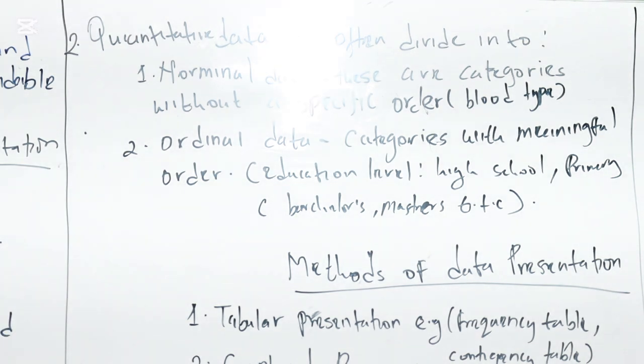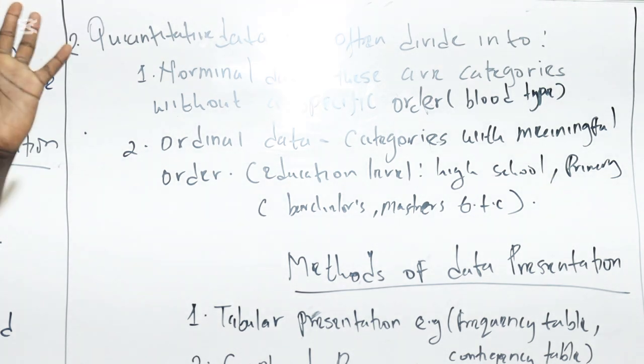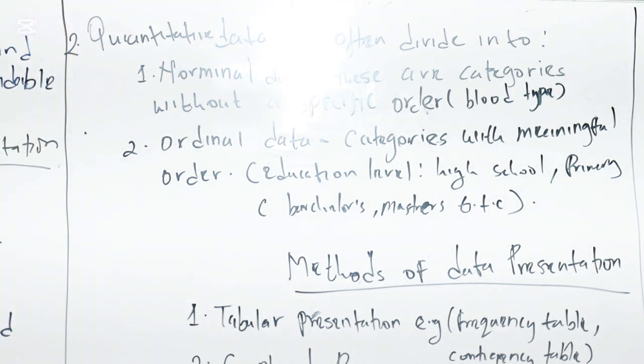Now with the ordinal data, these are data with categories in a meaningful order. These are data whose categories have a meaningful order, meaning there must be an order. For example, in education. You are a student, so you must start where? You must start at PP1. Then go to primary school. Then go to secondary school. Then go to higher education or whatever, let me say a college or a university. Then after that you can do your master's and do your PhD.